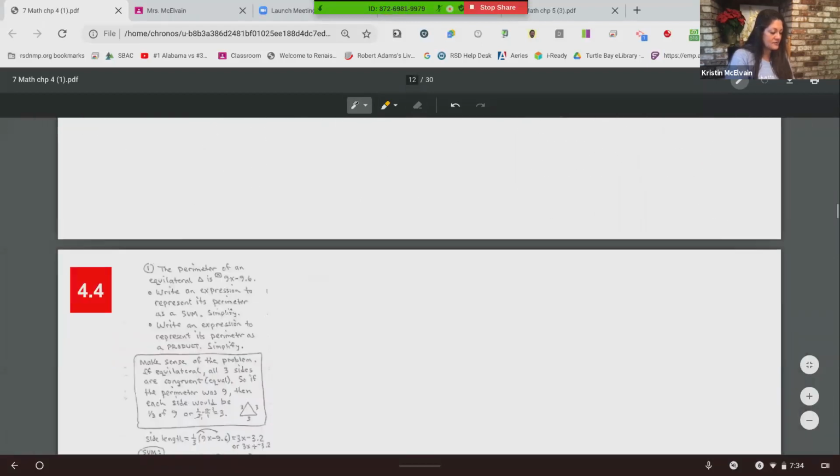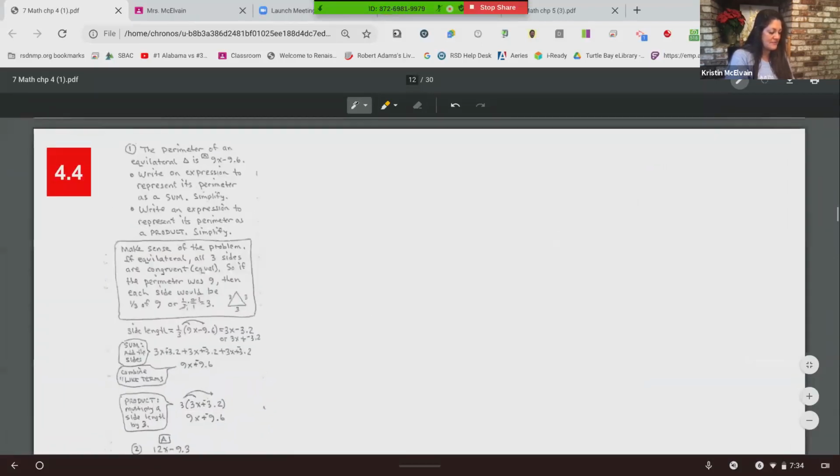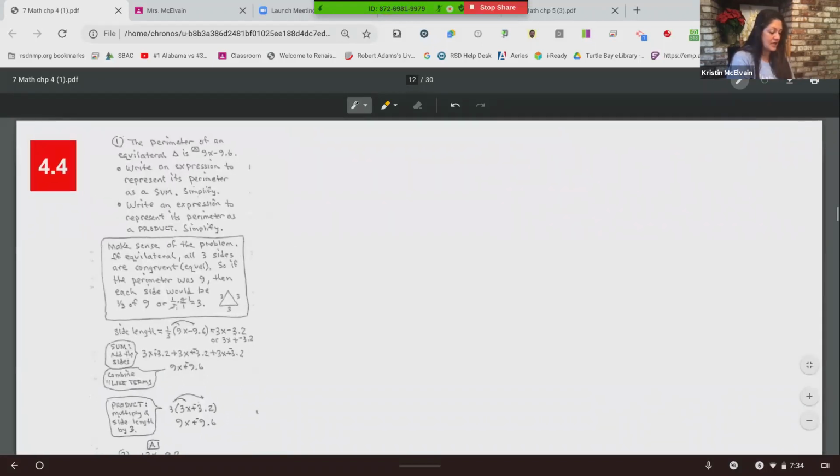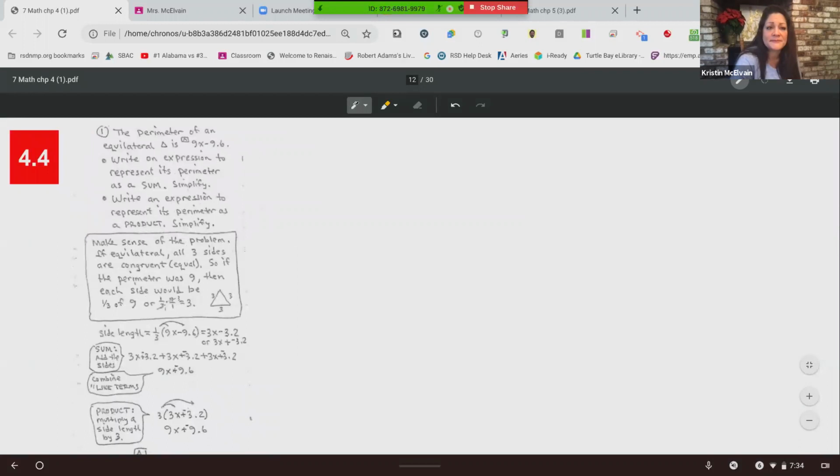When I first read it, it was confusing, but then I understood it, I guess. I looked at it and said, oh, that's a lot of words. So let's take a look here.